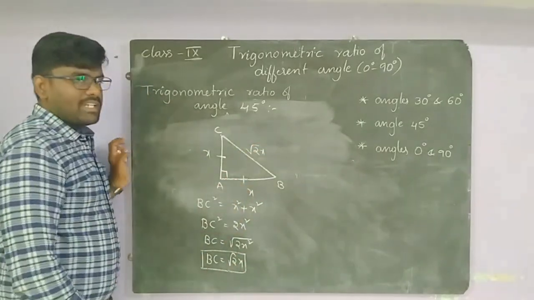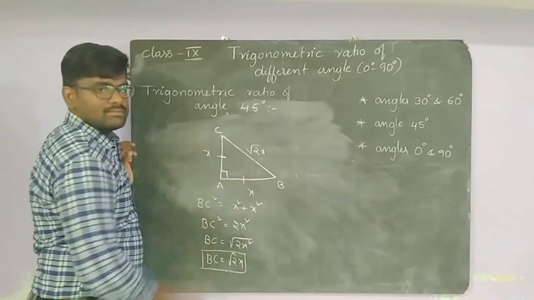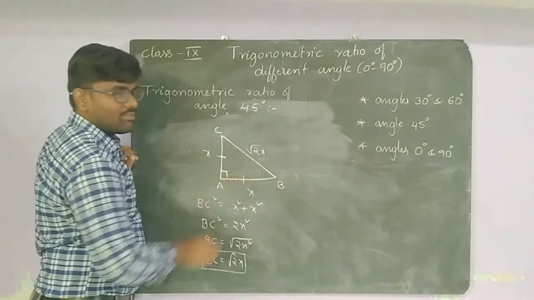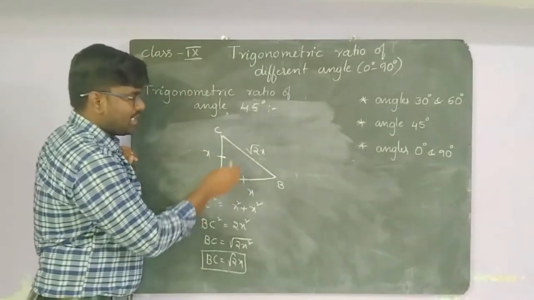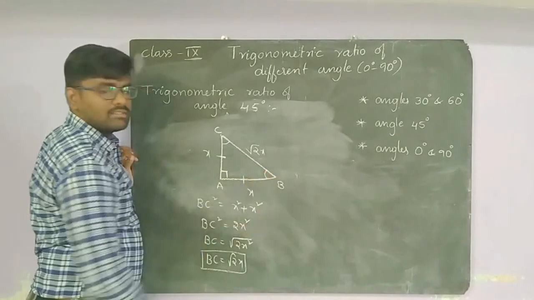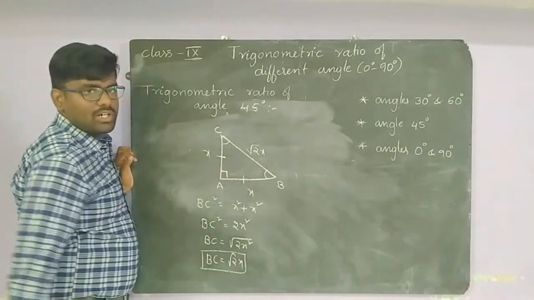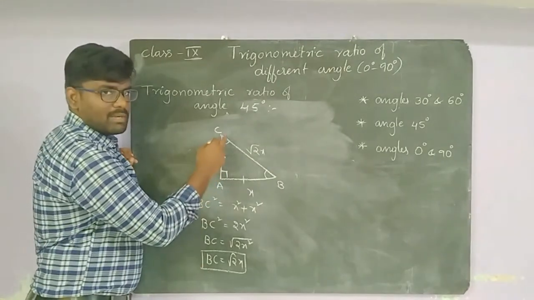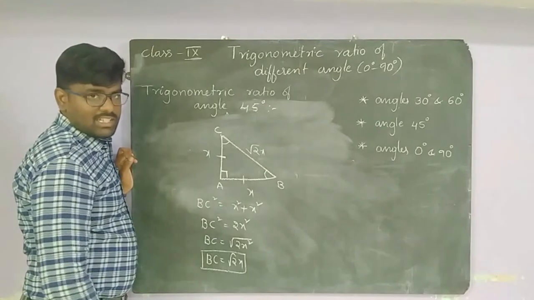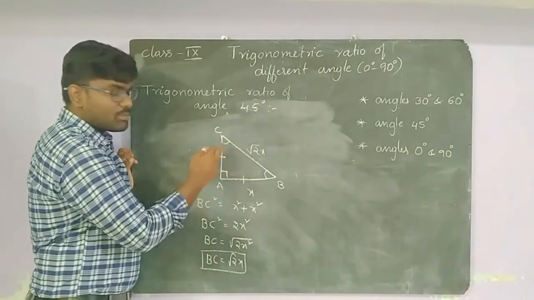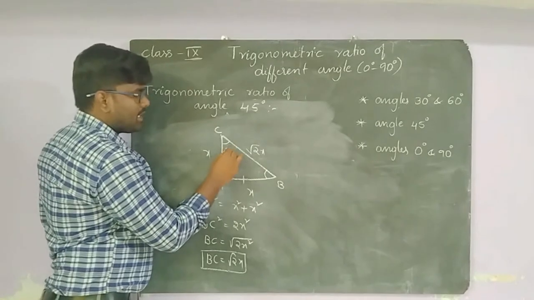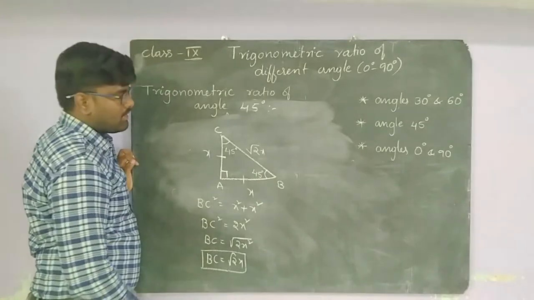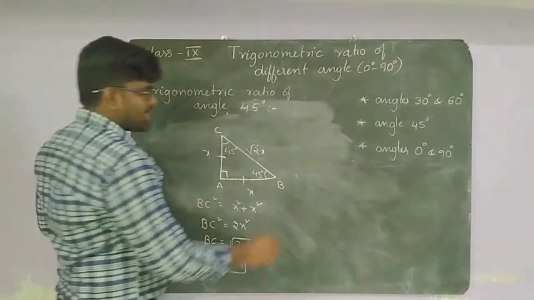Okay, whenever it is a right angle triangle, one of the angles is 90 and the other two angles are equal. Why? Because in an isosceles triangle, base angles are equal. The sum of three angles is how much? 180 degrees. Here one of the angles is 90 degrees, and the remaining two angles must sum to 90 degrees and both are equal. That means this is 45 and this is also 45. Okay, we got it.